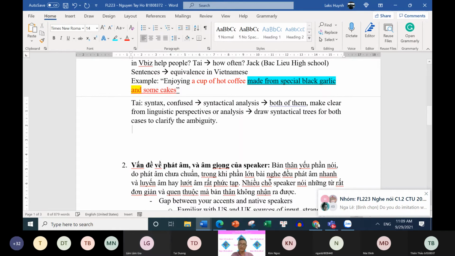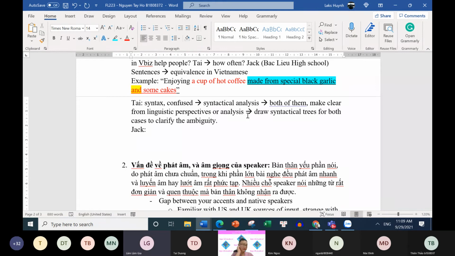Check Jack, because we just wrote this sentence yesterday, so I haven't contacted Jack to ask him about his answers. So I would like to ask you first.